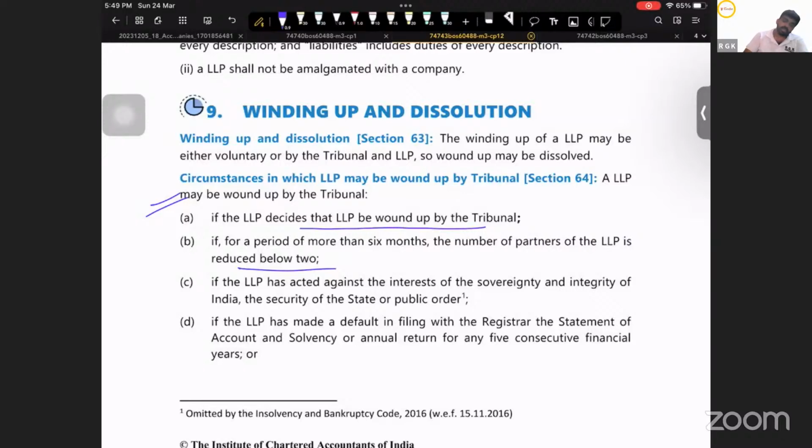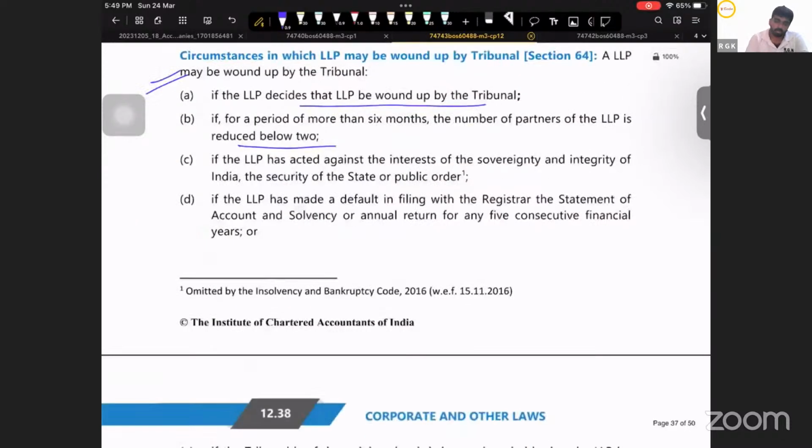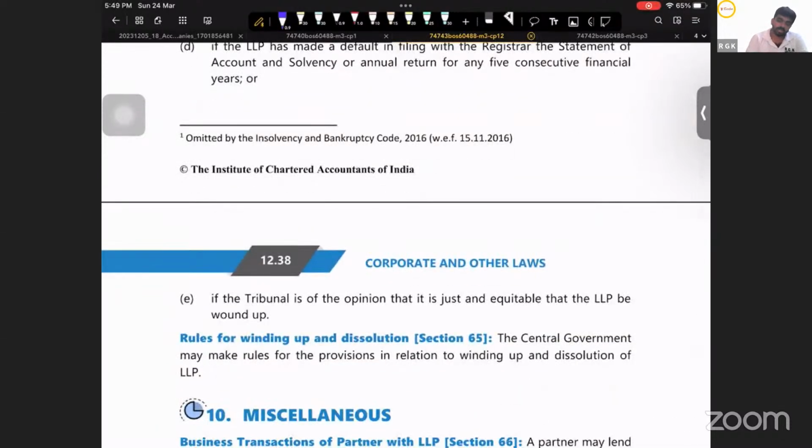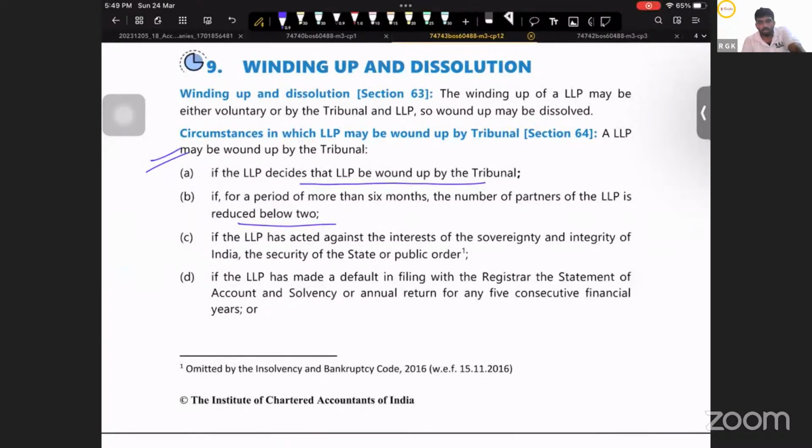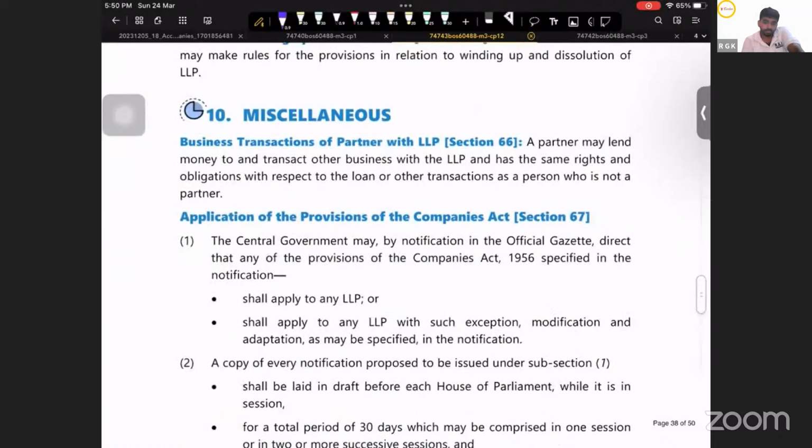If the LLP has made a default in filing with the registrar the statement of accounts and solvency or annual returns for 5 consecutive financial years, then also the LLP can be wound up. If the tribunal is of the opinion that it is just and equitable that the LLP be wound up, then also the LLP can be wound up. In all these circumstances, the tribunal can wind up the LLP. Section 64 is important. Grounds for winding up of an LLP by the tribunal. Under what circumstances an LLP will be wound up by the tribunal. Important.